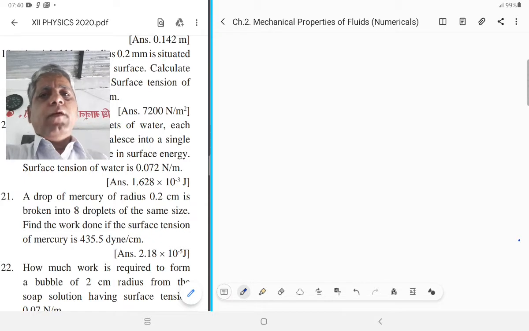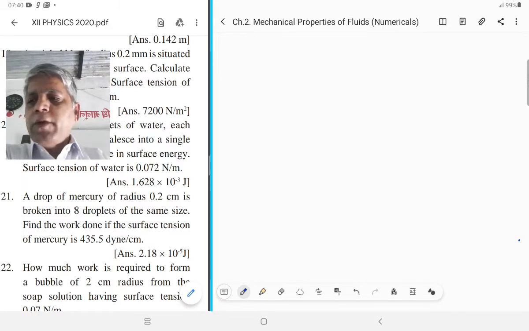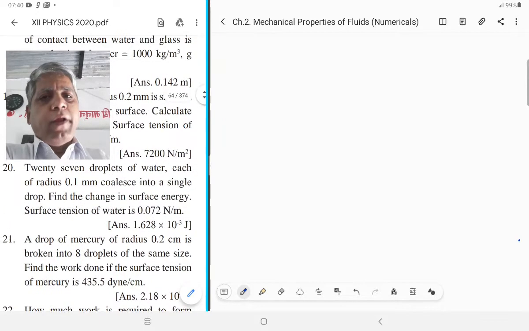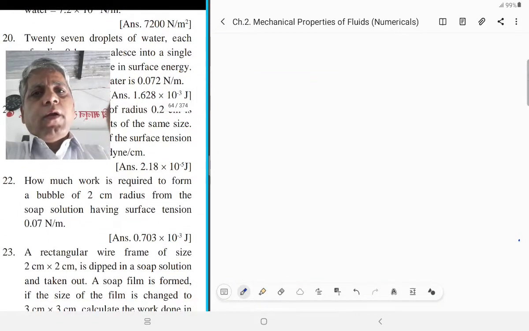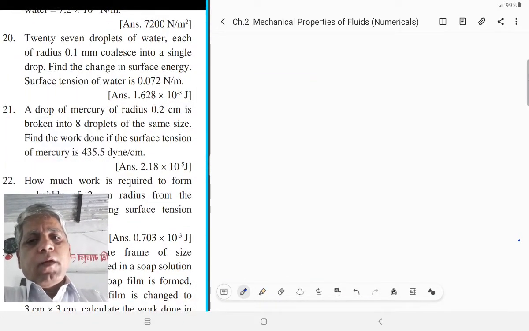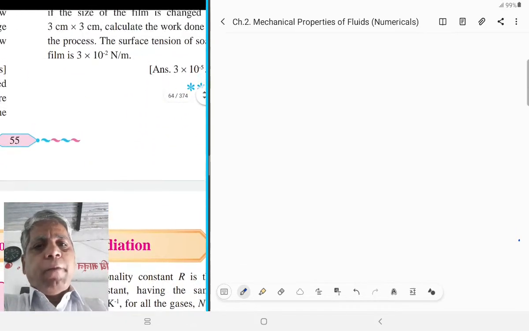Yesterday we saw some unsolved numericals. Today I am going to start the remaining unsolved numericals on mechanical properties of fluids, which are from question number 20 to question number 23 given on page number 55.